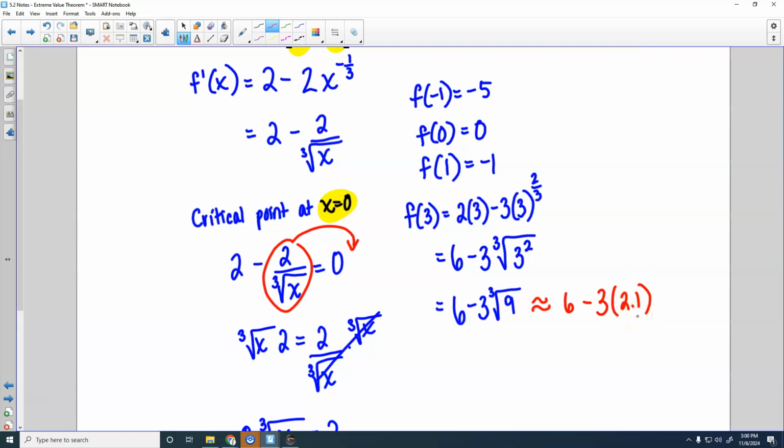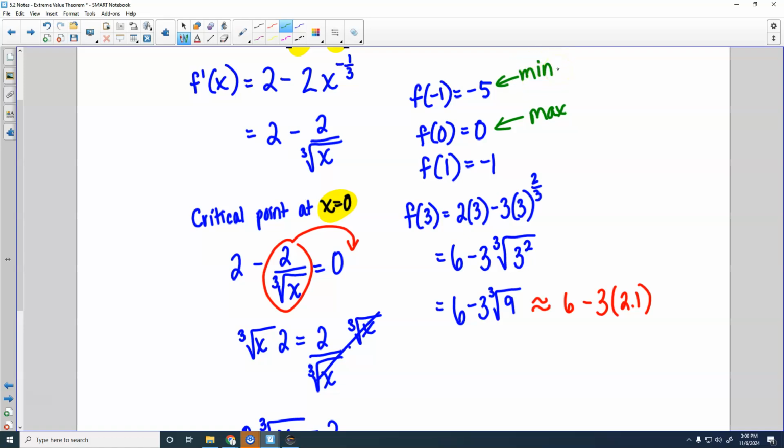Are we going to get a positive or negative number there? We'll get a negative number. So is it our maximum? No. It's definitely not our maximum. 0 right here is going to be our max. Is it our minimum? I don't think so. It's not going to be lower than negative 5, right? So that would be your minimum right there.